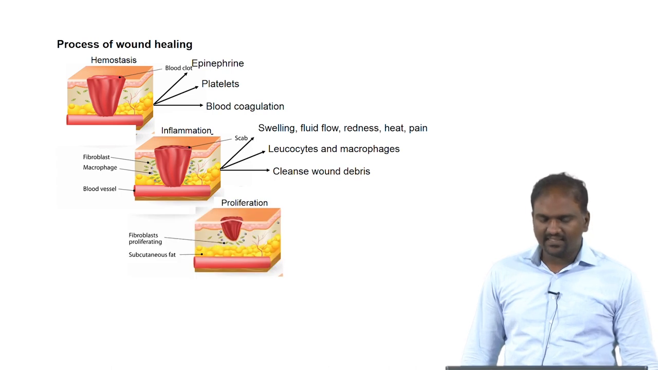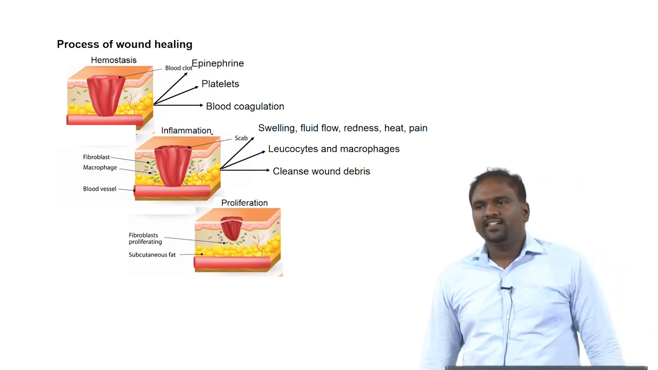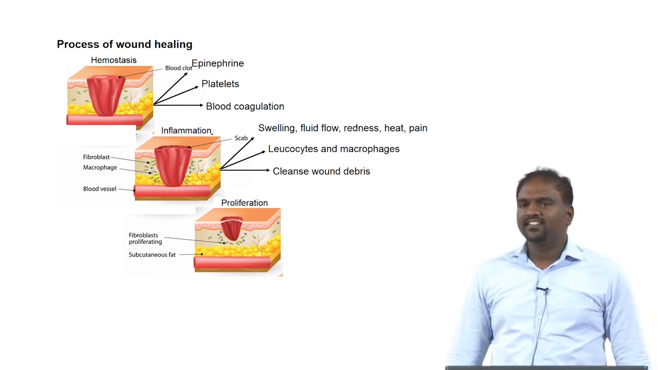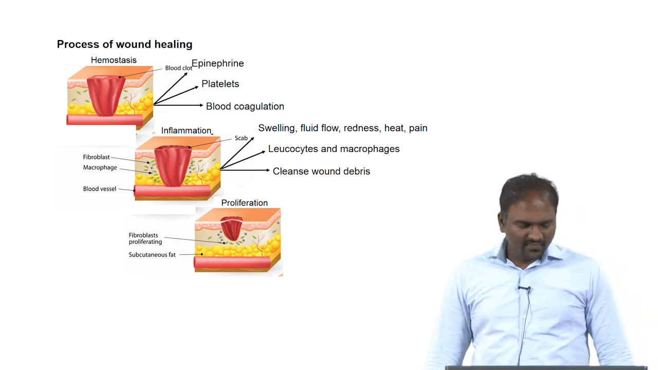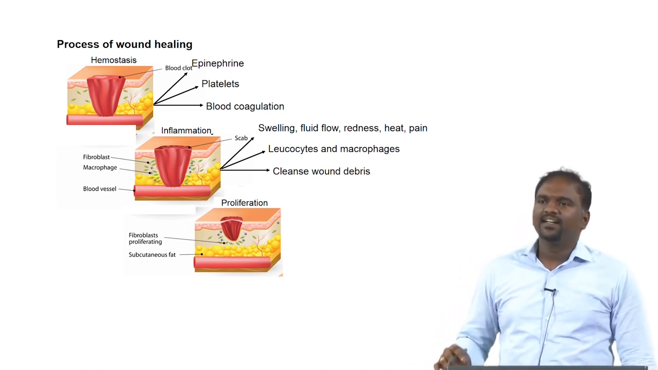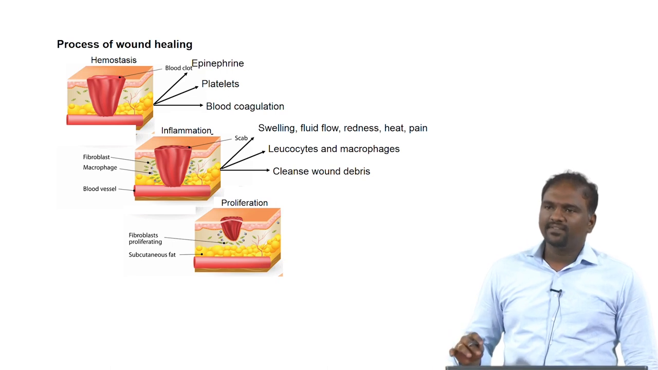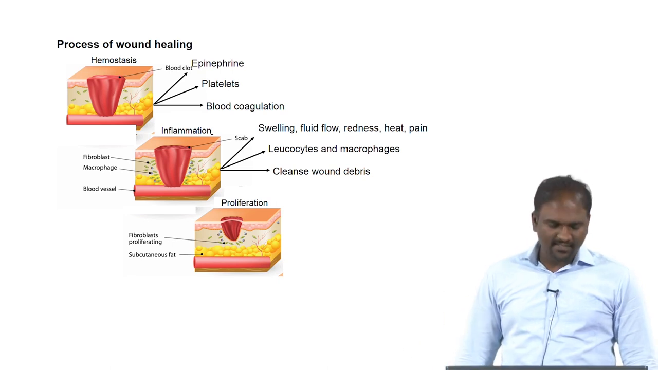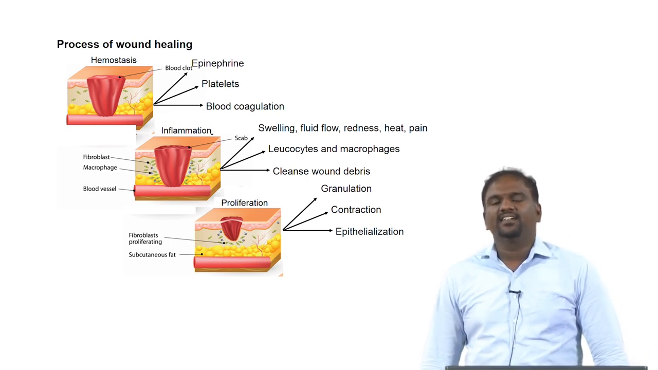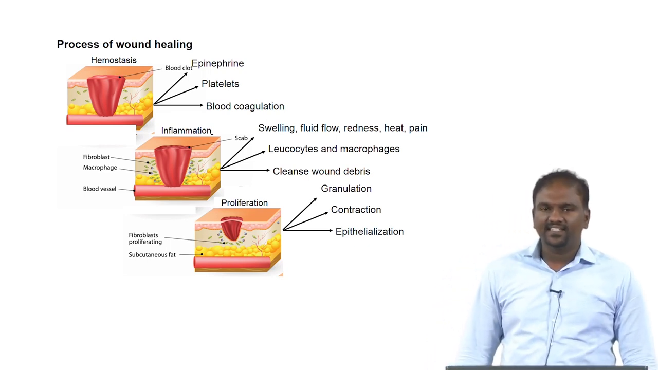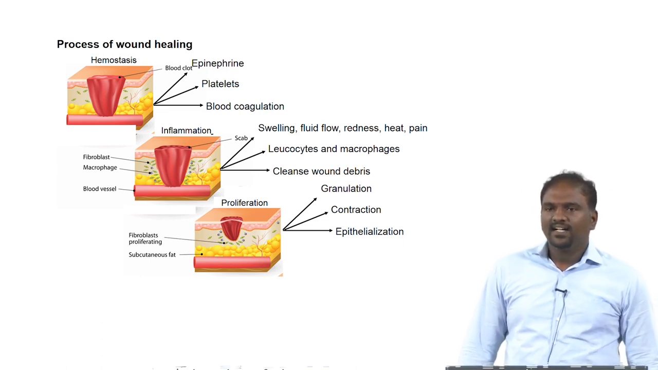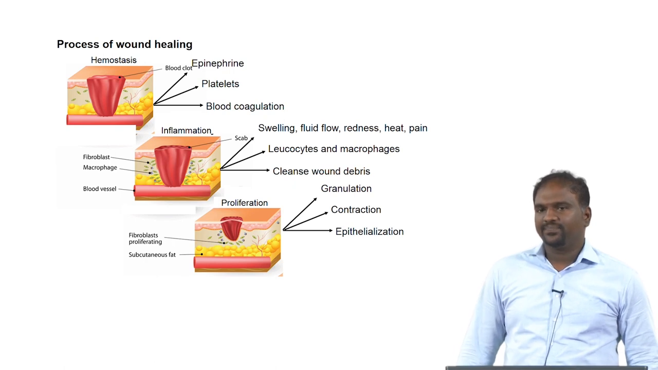Then the next step is proliferation. Proliferation is mainly of the fibroblasts involved in the dermis. If the wound involves only the epidermis, proliferation happens with the help of keratinocytes. This involves three different types, or classifications. The first one is granulation, in which the cells start dividing.